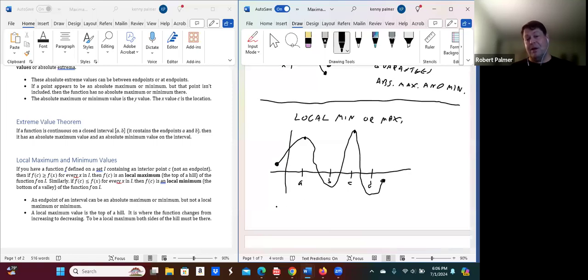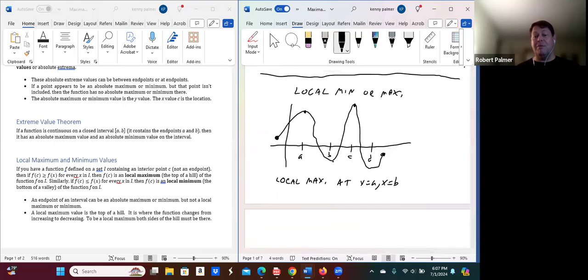So we have local maximums at x equals a and x equals b. Now, the maximum values are the y values, but you have local maximums at those two points. They're the highest points around. Also, as I mention in some of the further notes, a local maximum is the top of the hill. It's also where the function goes from increasing to decreasing. It's true here and here, increasing to decreasing.